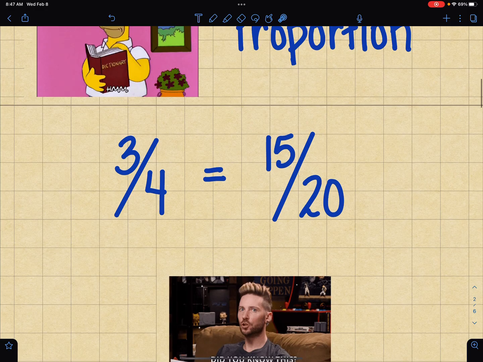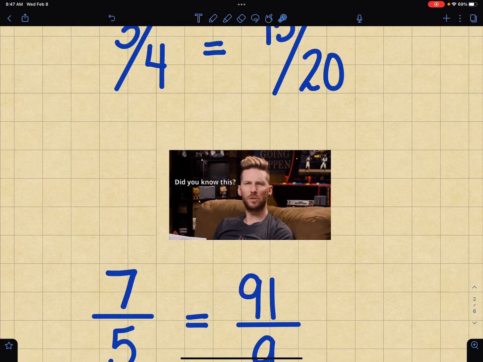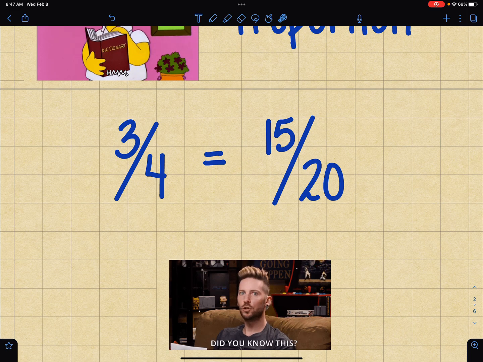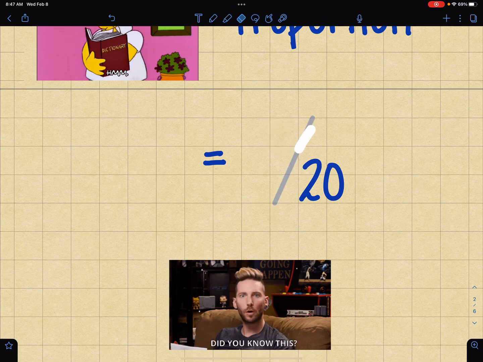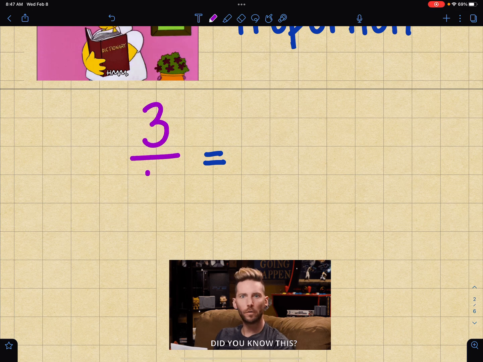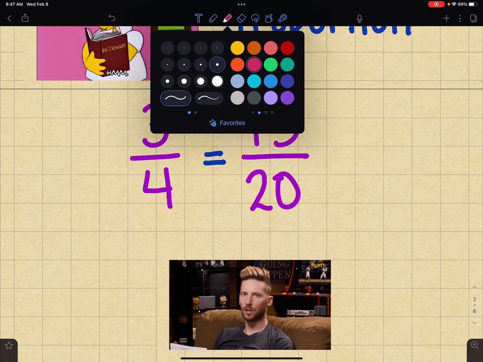I want to show you something cool. Did you know this? I want to show you something cool about what you can do with a proportion, a statement like this. You can cross multiply. Now, I like to write it another way when I cross multiply, because that sideways slash is kind of confusing to me. So I like to do 3 over 4 is equal to 15 over 20. And when you cross multiply, this is so cool and easy.